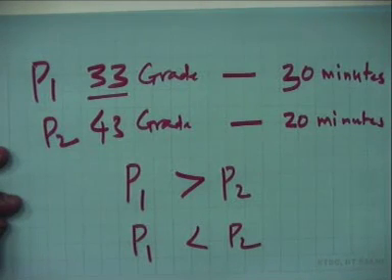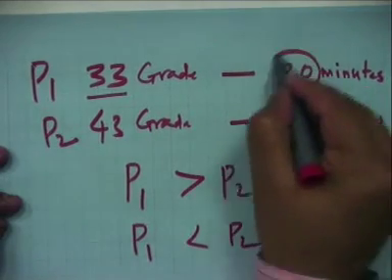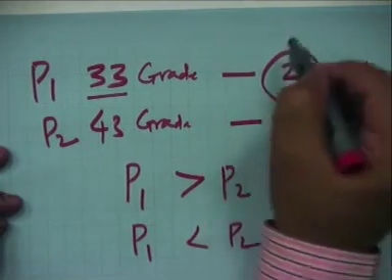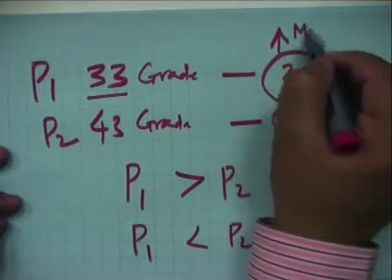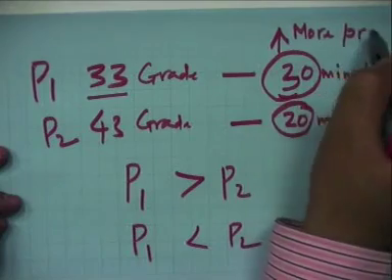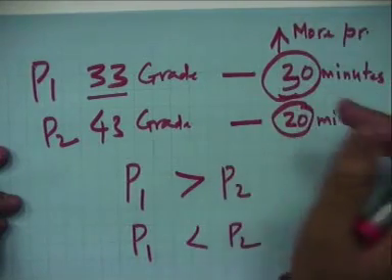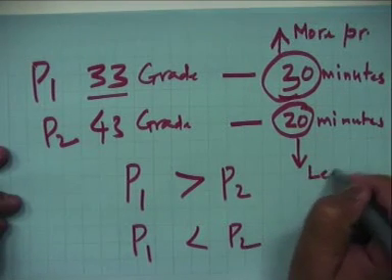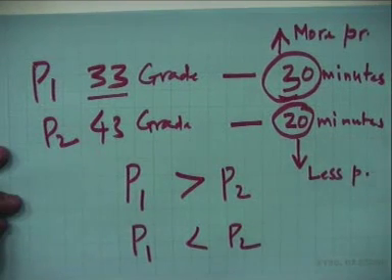P1 is greater than P2, because here you have more setting time, larger setting time. This is less setting time. So, larger setting time means more pressure, because it is liquid for a larger amount of time. This is less pressure because it has set quickly, so it will not be exerting the lateral pressure. So, is this clear to you?